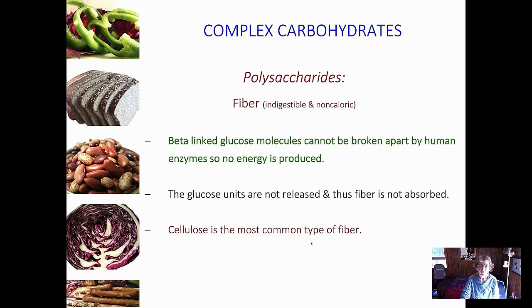We also have fiber, a polysaccharide that is made up of beta-linked glucose molecules, and these beta-linked glucose molecules cannot be broken apart by enzymes in the human body. In cows, yes, humans not so much, so fiber is indigestible and non-caloric. Therefore, the glucose units that are linked together with these beta links are not released into the bloodstream. We do not absorb fiber. Cellulose is the most common type of fiber. If you've ever eaten celery and gotten those little pieces stuck in your teeth, those are cellulose fibers.